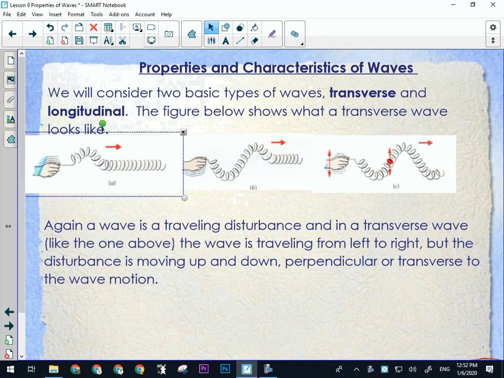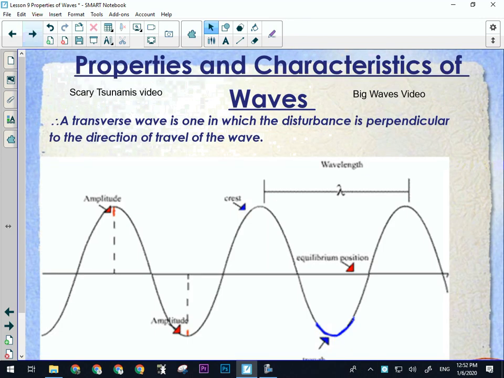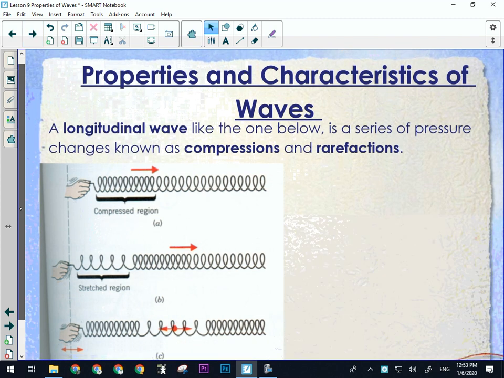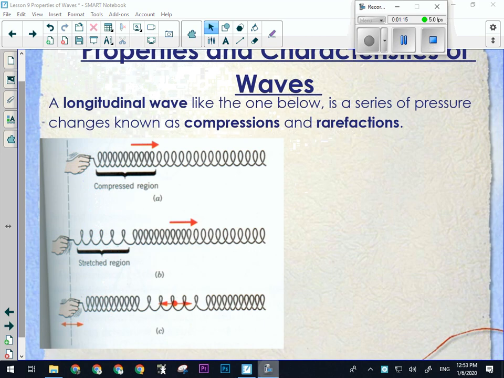Following on that, a longitudinal wave looks a bit different because a longitudinal wave is a series of compressions and rarefactions. That means the motion of the medium is back and forth, and the wave travels parallel to it. So the wave would be traveling forwards, and the medium would be oscillating back and forth. I'm going to show you both of these with a spring in just a minute. A longitudinal wave has compressions and rarefactions. It looks something like this, but I'll show you in just a second.